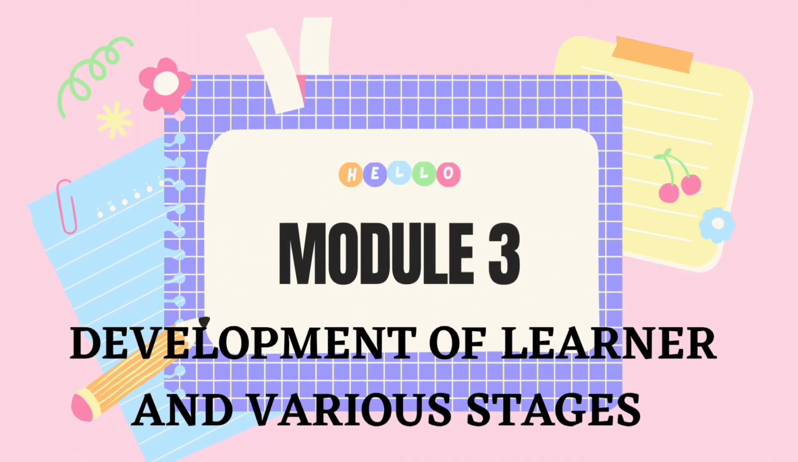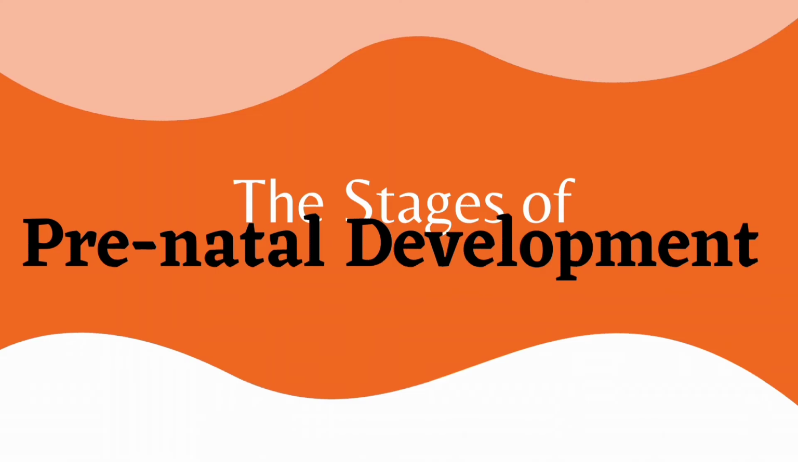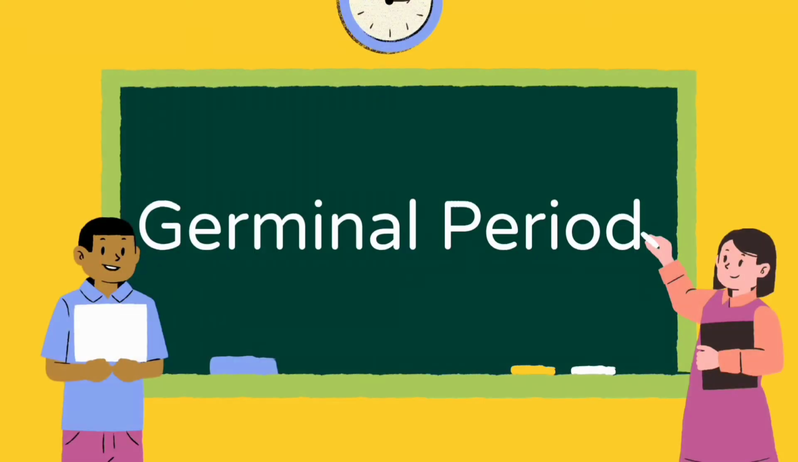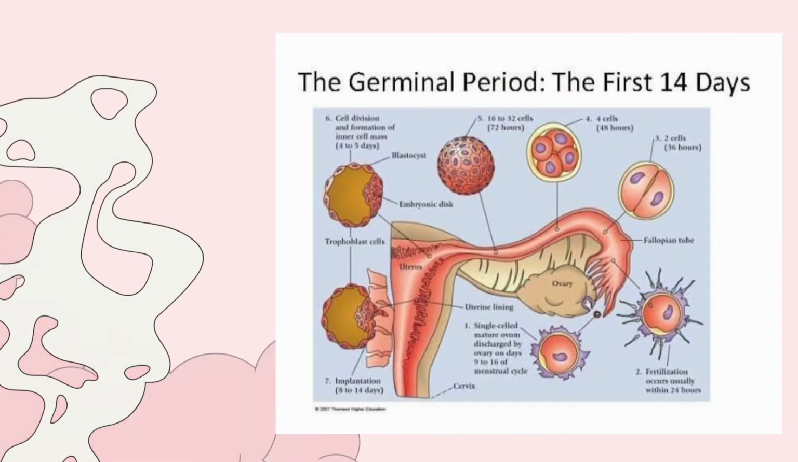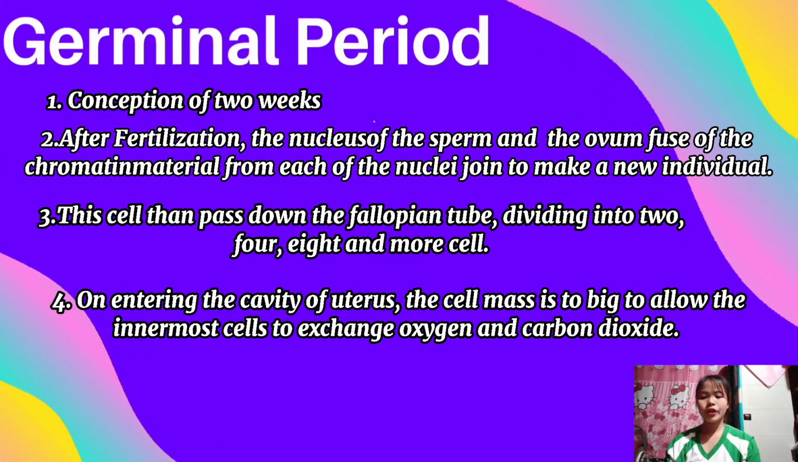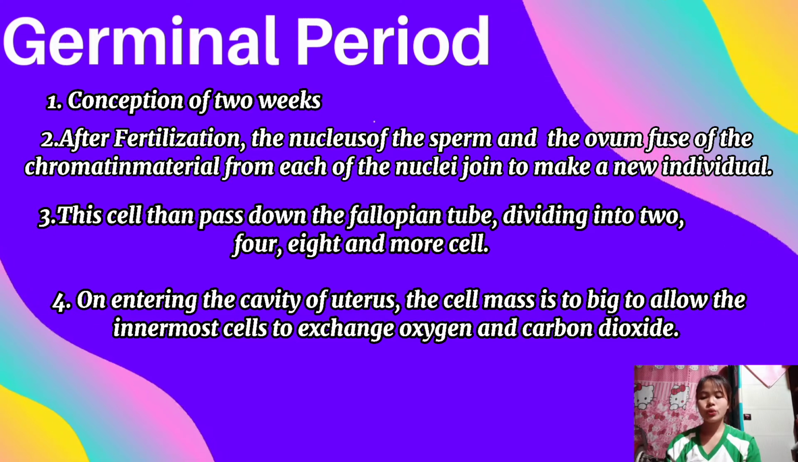Today we will talk about the development of the learner and its various stages. The stages of prenatal development are divided into three periods. The first one is the germinal period. Germinal period, the conception to 2 weeks.